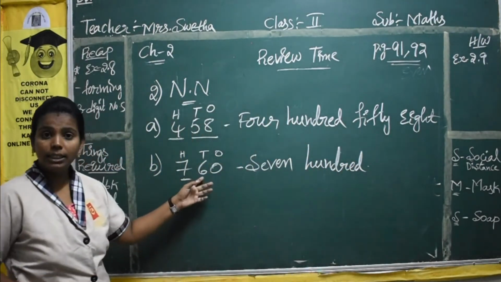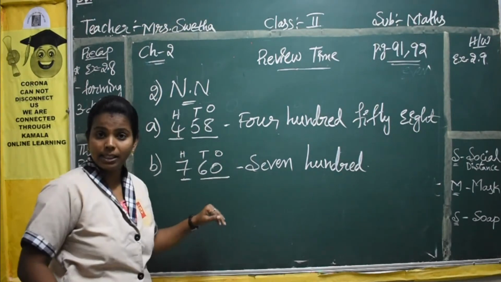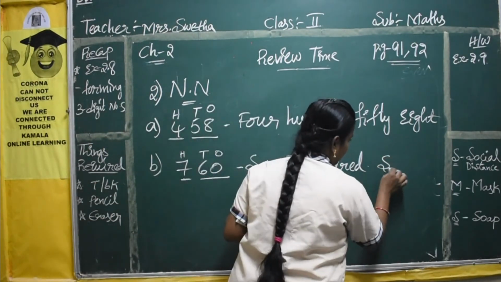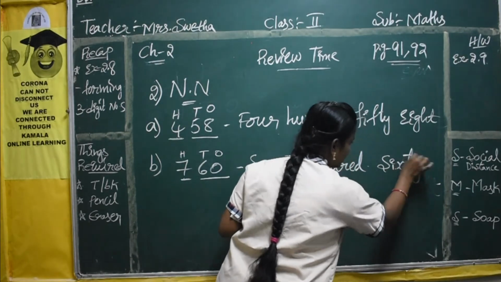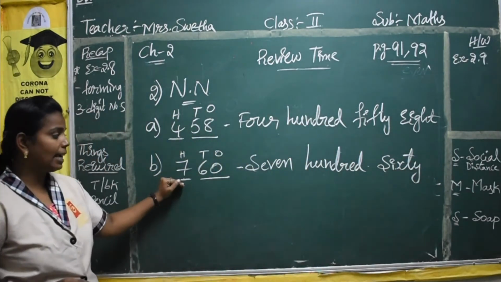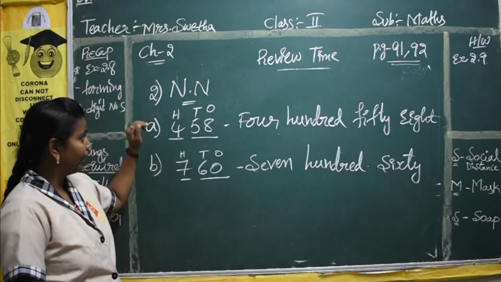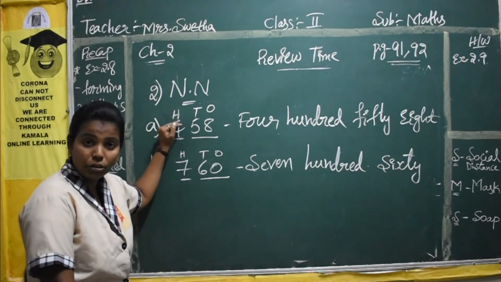Yes. And the 60 will become 60. Yes, 60 will become 60. So the name of this number is 760. Okay, so in the second bit they are asking you to write a number name.